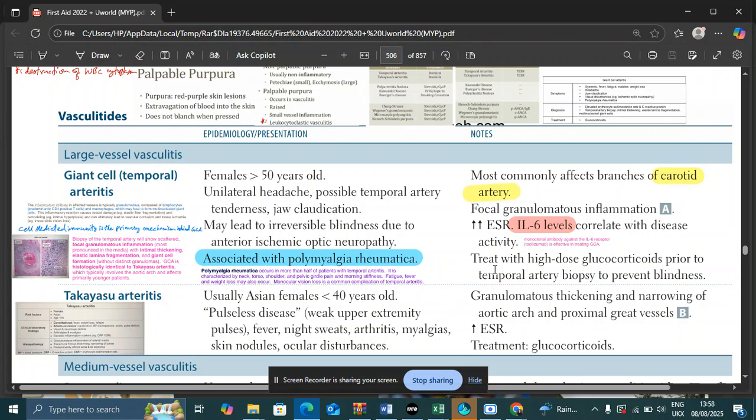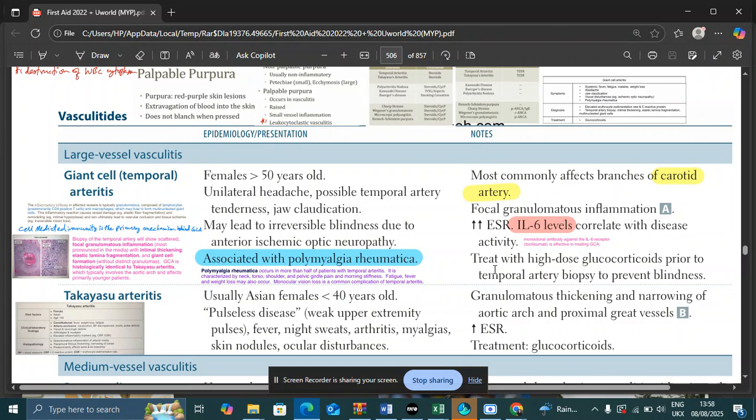Usually, temporal arteritis is seen in females over the age of 50. That means it is usually seen in the older population, more common in females than in males. And why is it called large vessel vasculitis? Because it most commonly involves or affects the branches of the carotid artery, which is a large vessel.